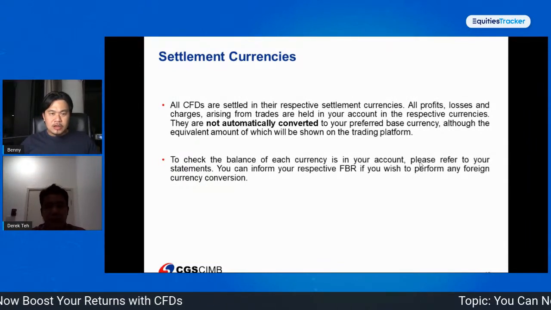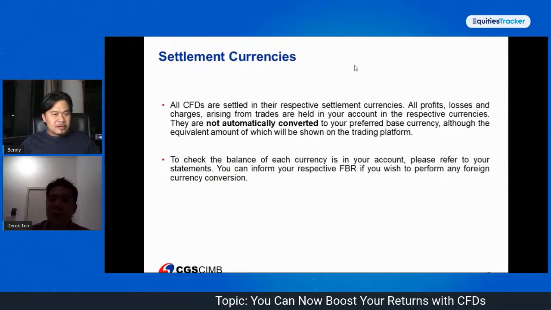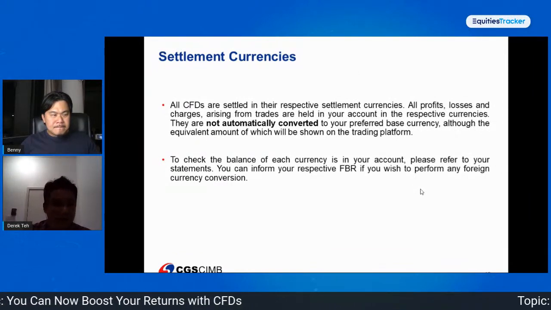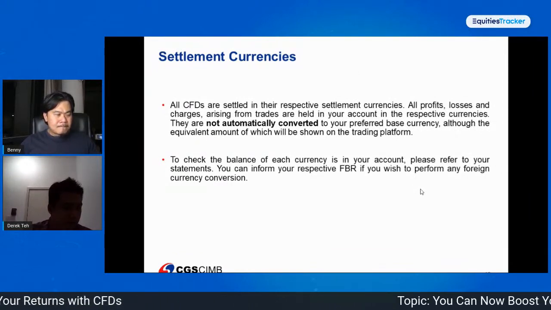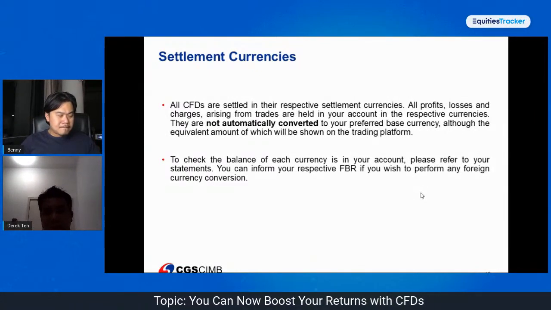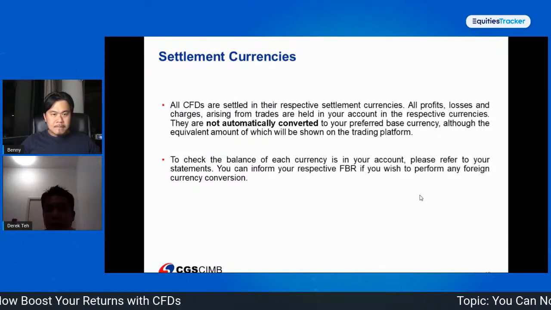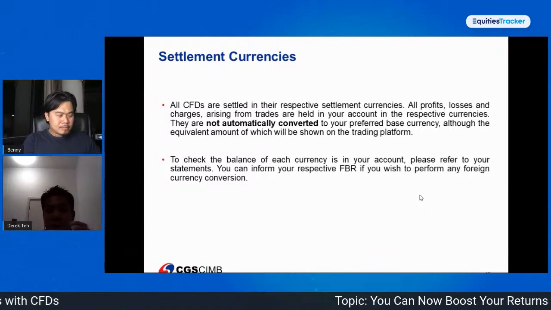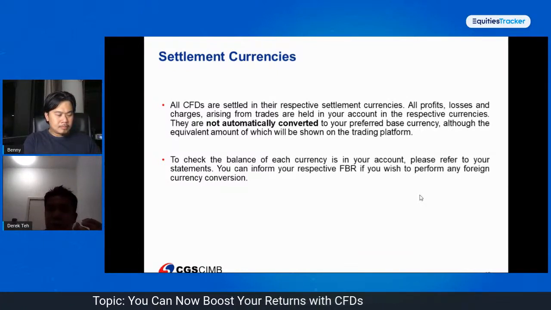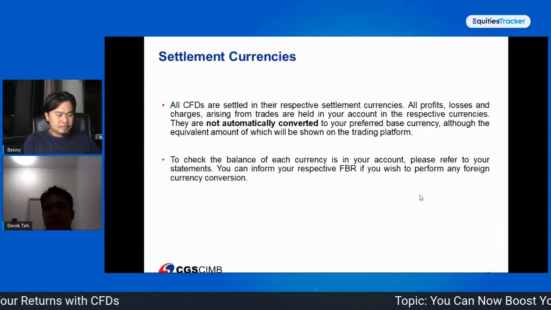Okay, so all the settlement is in local currencies. They don't need to have another separate foreign trading account. No. Let's say they are trading Singapore shares, the currency will be in the CFD that they trade. Let's say the client would like to trade 10 cents from Hong Kong Stock Exchange. The profit, losses, and the charges will be in Hong Kong dollar. They will not be automatically converted to ringgit.